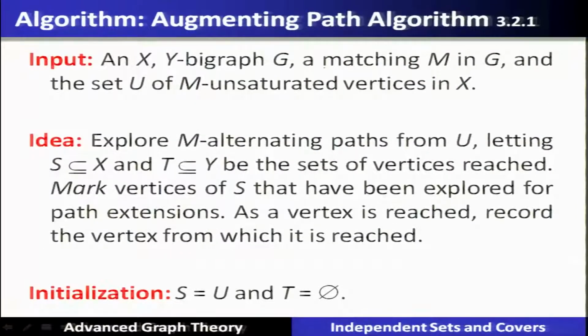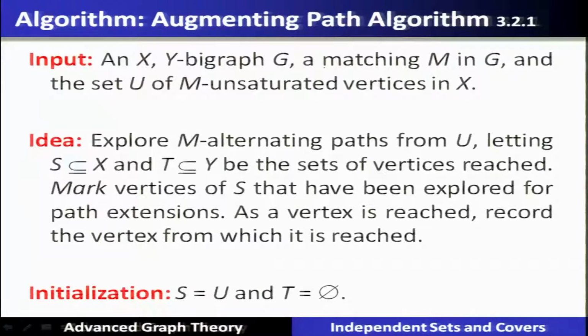So, the augmenting path algorithm input is an XY bigraph, the matching M in the graph, and also the set U of M unsaturated vertices. The idea of this augmenting path algorithm is to explore M alternating paths starting from unsaturated vertices U, letting S, which is a subset of the vertices X, and T, which is a subset of the vertices from Y, be the set of vertices which are reached by these M alternating paths starting from U. Mark the vertices of S that have been explored for the path extension.